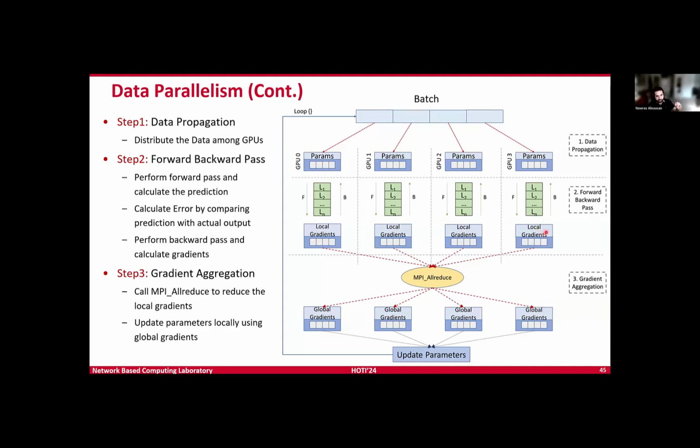These are different gradients. That's why we do MPI allreduce to sum the different values, and we end up with the global gradients on all of the GPUs, and only then we do the weight update. So based on these global gradients, we're going to update the model parameters, and then we're going to proceed to the next iteration in the training process.